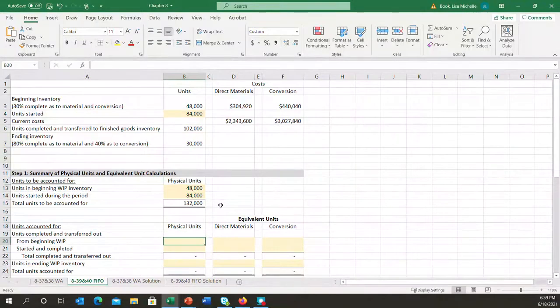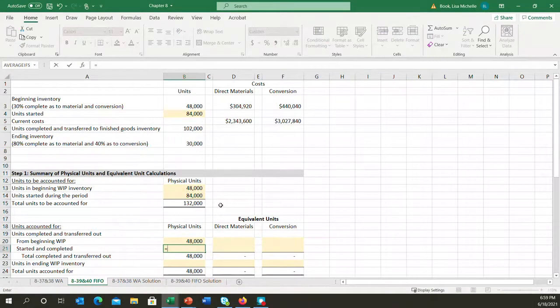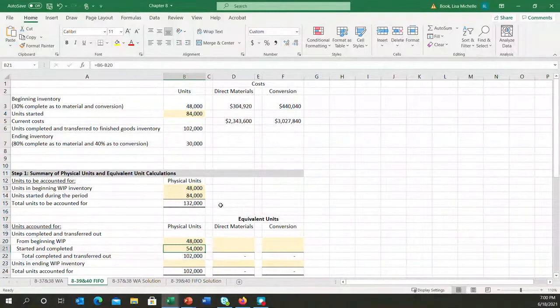Now our assumption is, since we had 48,000 units in beginning inventory and that's less than the 102,000 transferred out, our starting point is our beginning inventory. That's FIFO, first in, first out. That's what we're going to start with. So I'm just going to list the beginning inventory here, and then back into how many units transferred out were started this period. If I take my 102,000 total transferred out and subtract the 48,000 units in beginning inventory, I get that of that 102,000 units transferred out, 54,000 of them must have been started during that period.